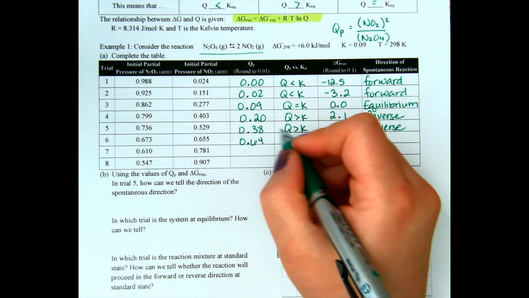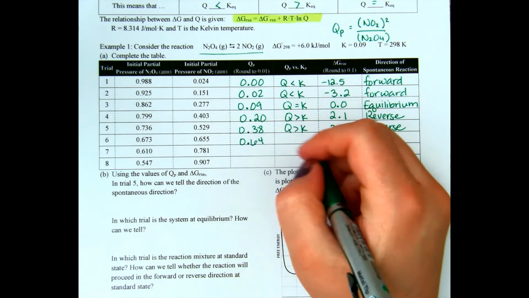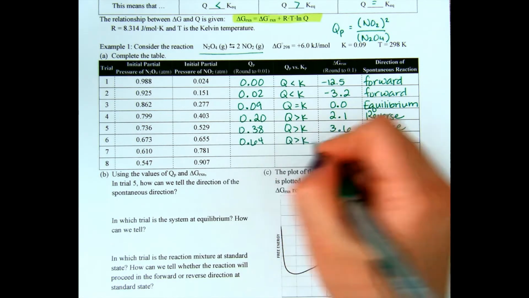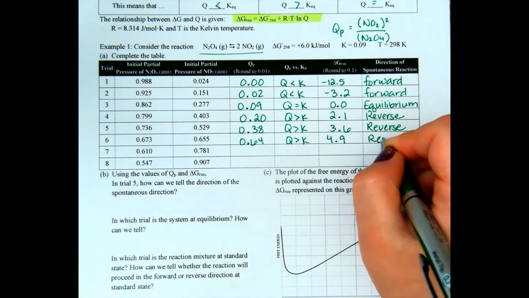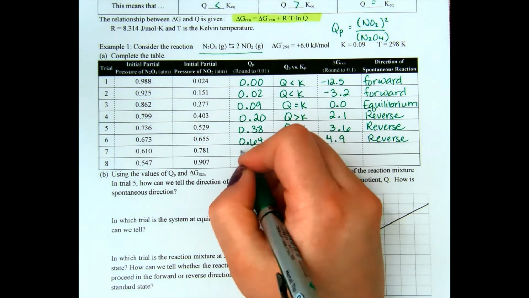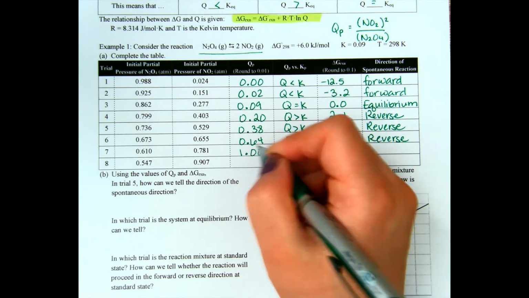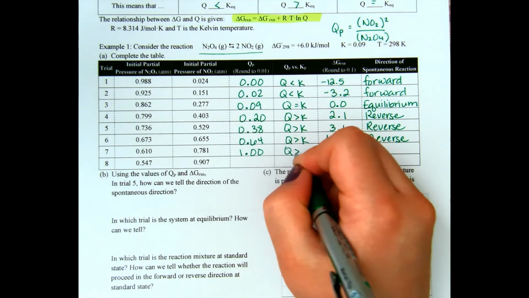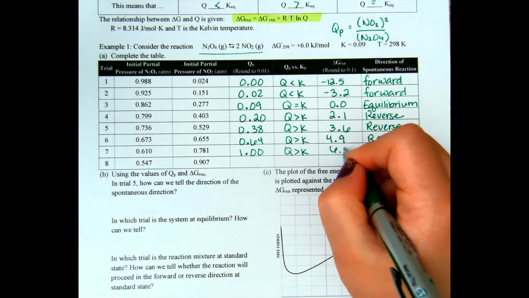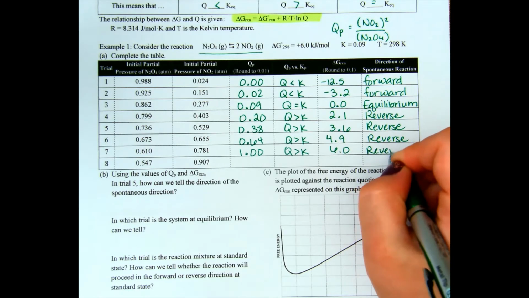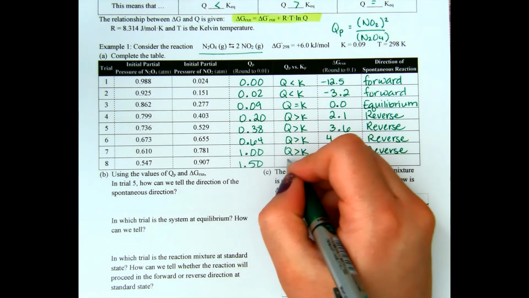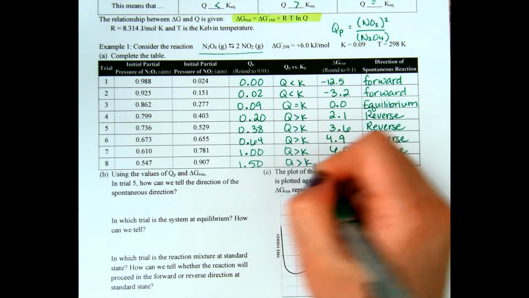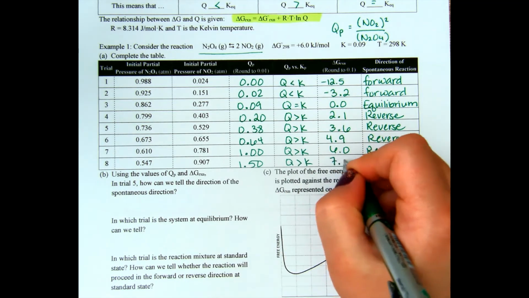0.64 is my Q calculated. Q is still greater than K. 4.9 and reverse. 1.00 for my Q. Q is still greater than K. 6.0 and reverse. 1.50 is my Q. Q is much greater than K at this point. Delta G reaction 7.0.